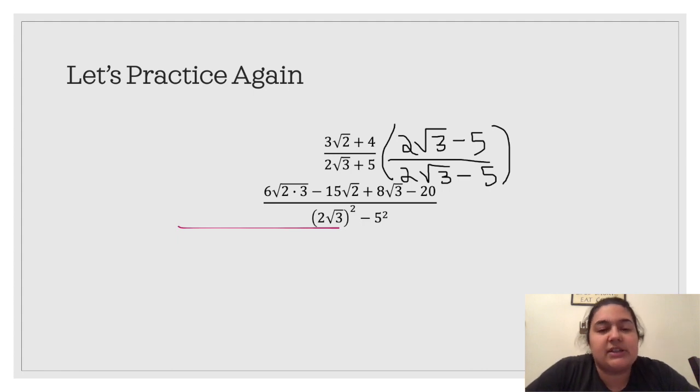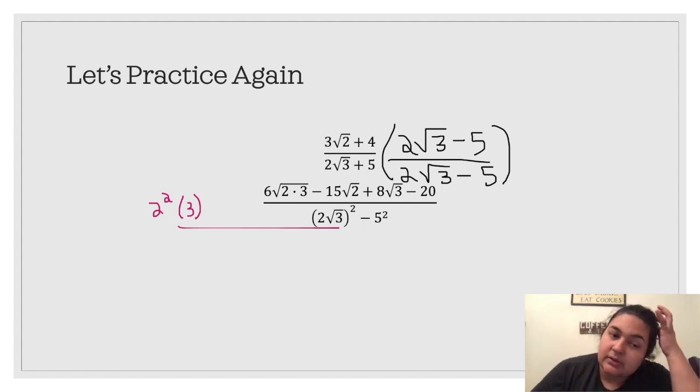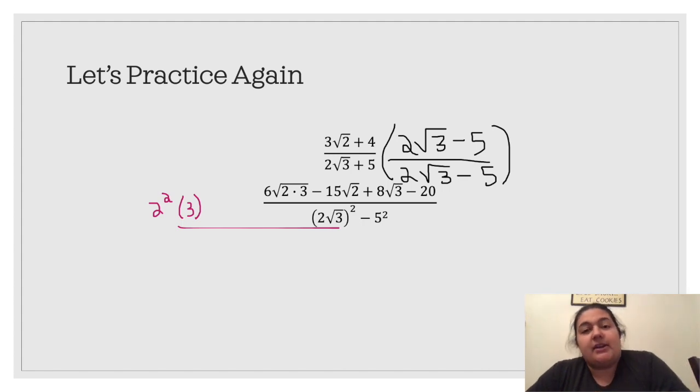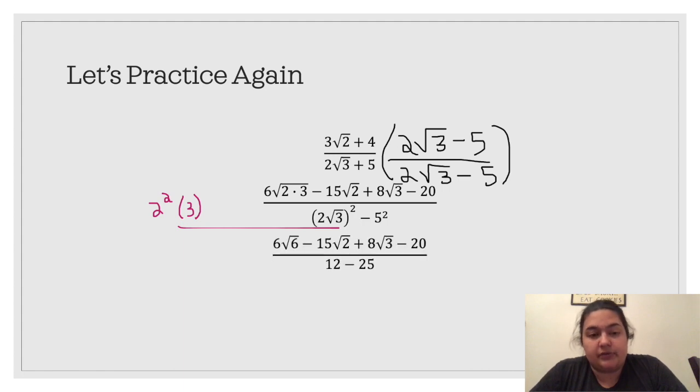well, if I were to write this out, it'd be 2 times the square root of 3 times 2 times the square root of 3. So that's really 2 squared times 3, what ends up being 3, because the square root of 3 squared is going to cancel each other, so it's just 3. And 2 squared is 4. 4 times 3 is 12. So we have 12 minus 25. And looking at that numerator again, I know it looks hideous, but it's as simplified as it's going to get. We can't do any more with that. And the denominator is going to be negative 13.